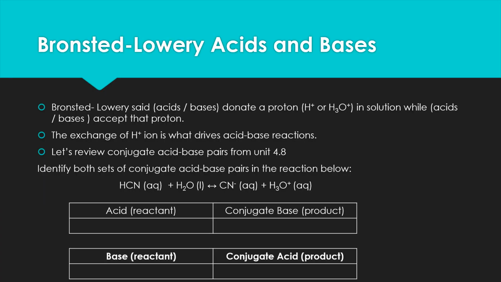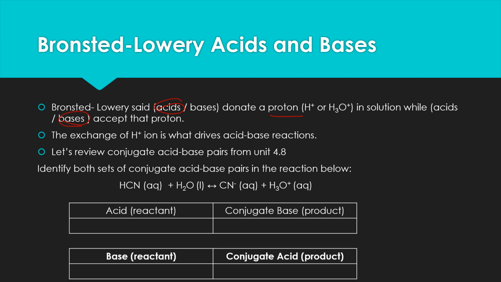So we're going to take a look at Bronsted-Lowry acids and bases. So this is one definition of what an acid and a base are. There are multiple out there, but this is what is used in AP chemistry. So at the most simple level, Bronsted-Lowry said that acids are chemicals that donate a proton, and that's hydrogen or hydronium ion. We'll discuss what that means in a second, in solution, while bases accept that proton.